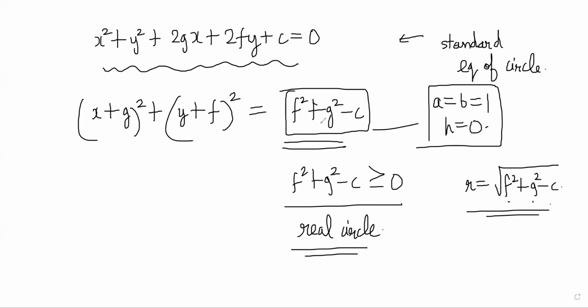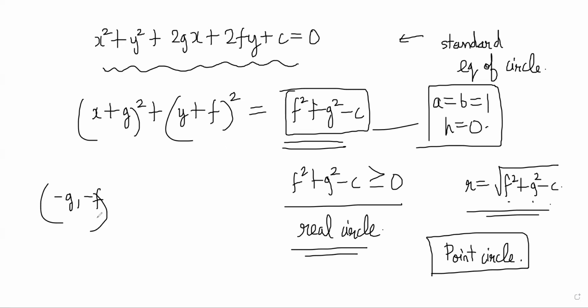You don't have a circle, right? If it is equal to 0, then it is not a circle, it's a point. Which point? The point minus g, minus f, which is also known as the point circle. It is a circle with radius 0 in that case. And if it is positive, then you have a positive radius circle. The center of the circle is minus g, minus f.